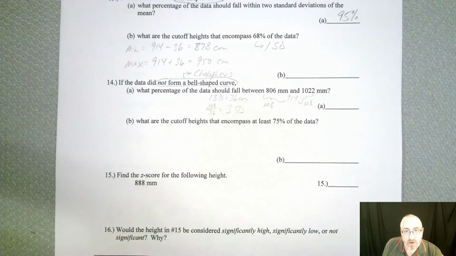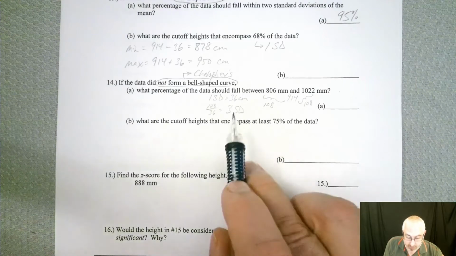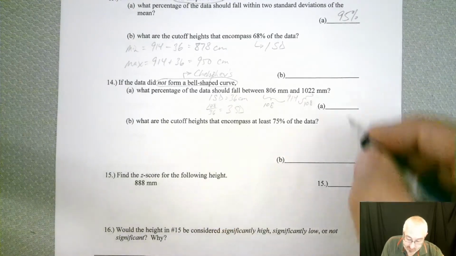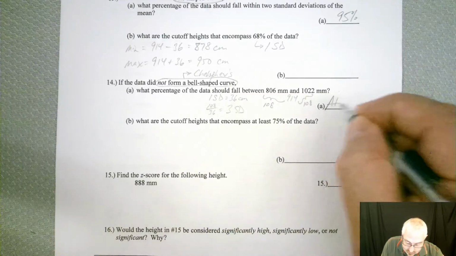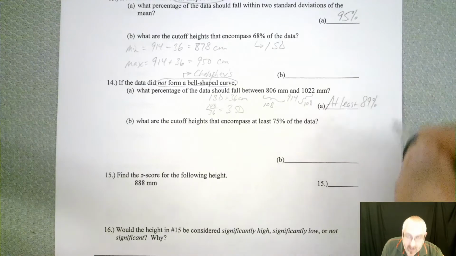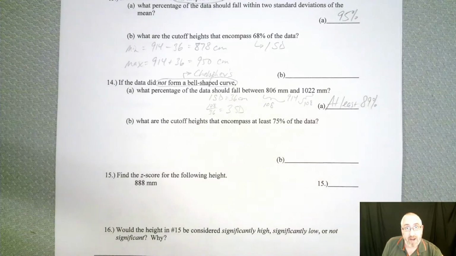Chebyshev's rule, Chebyshev's theorem, excuse me. So what does Chebyshev's theorem say about 3 standard deviations away? That is pretty specific, and it says at least 89% of the data should lie within 3 standard deviations of the mean. So again, if you memorize those, great, but if not, make sure you have that reference right there so you're not hunting around for it.